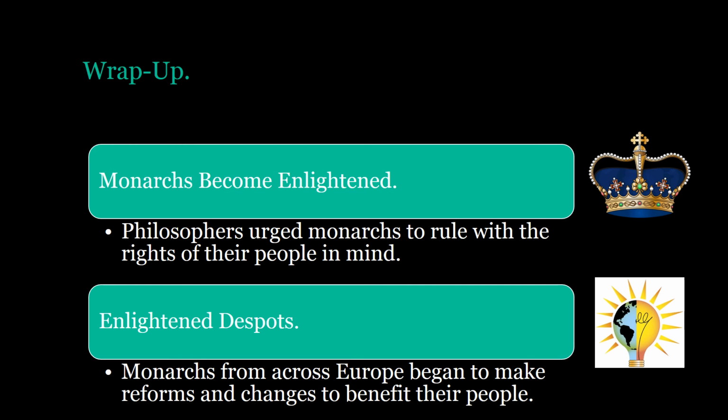Okay, so we'll wrap up here. So monarchs became enlightened. Philosophers urged monarchs to rule with the rights of their people in mind. And we do have some enlightened despots. We talked about Frederick the Great in Prussia, Joseph II in Austria, and also Catherine II, more commonly known as Catherine the Great, in Russia. And these monarchs from across Europe are going to begin to make reforms and changes that benefit their people. Things like freedom of the press, freedom of religion, abolishing torture, getting rid of serfdom so people don't live in slavery almost. All right, so that's all I have for the enlightened despots.